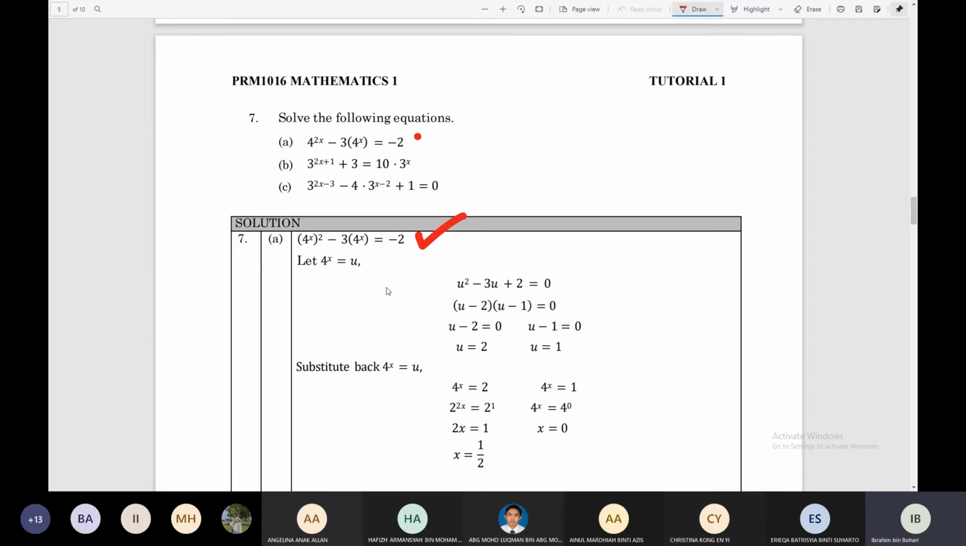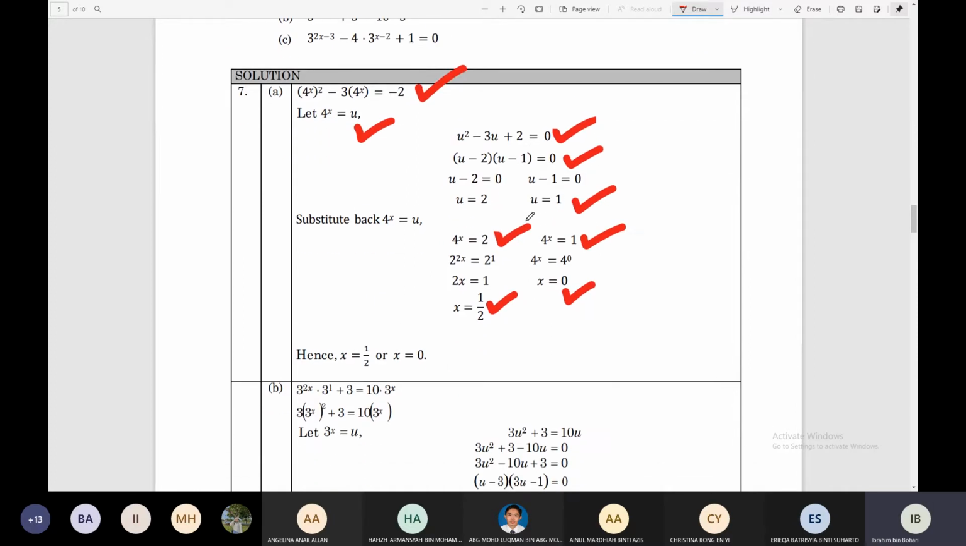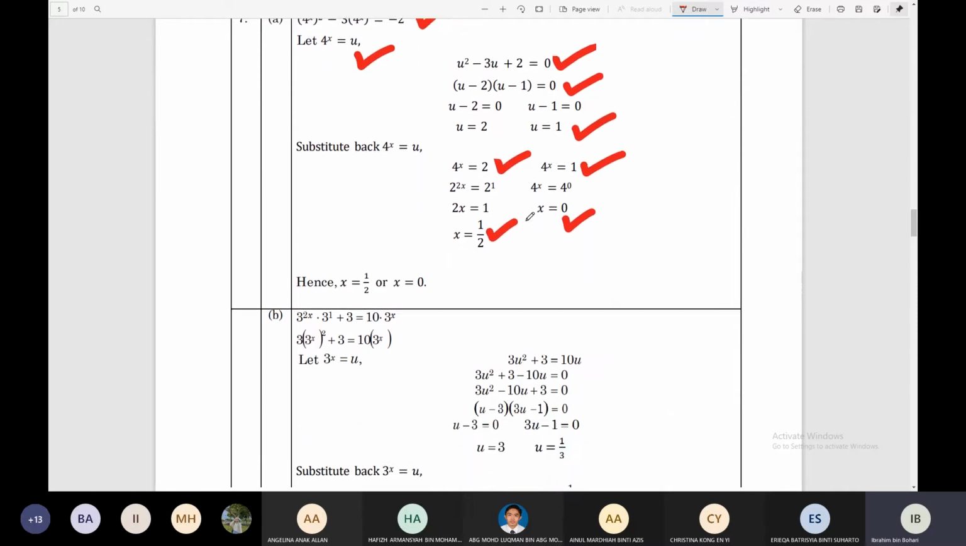First, let u equal 4 to the x power and write the equation in terms of u. u squared minus 3u plus 2 equals 0. Factorize the equation: u minus 2 times u minus 1, so u equals 2 and u equals 1. Then find the value of x. So 4 to the x equals 2 and 4 to the x equals 1, so x equals 1 over 2 and x equals 0. Okay, got the answer. Question 7A and question 7B, this is also the same.